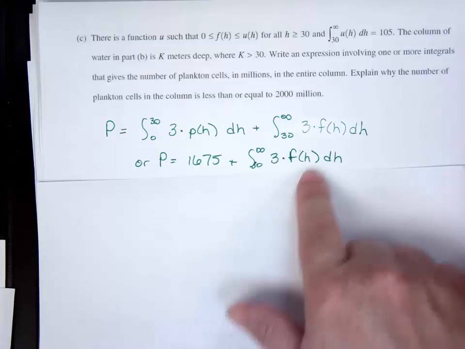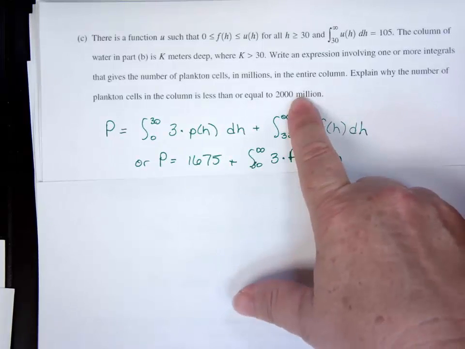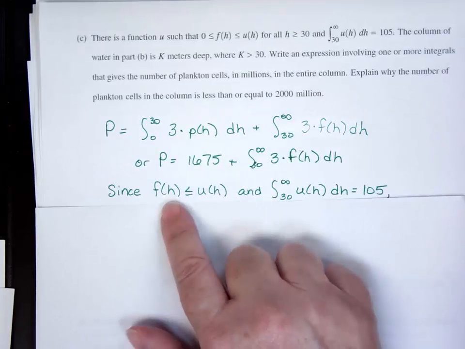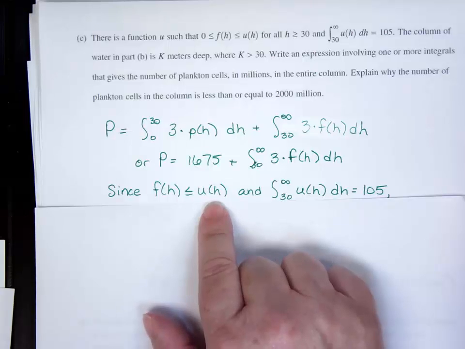Now, how do we get this second part that is less than 2,000 million? Well, first of all, we know that f of h is always less than or equal to u of h.